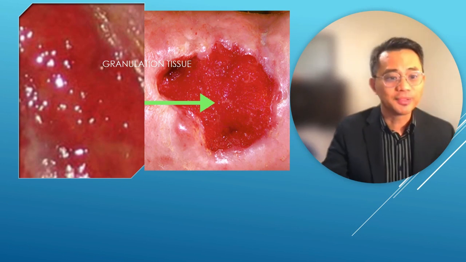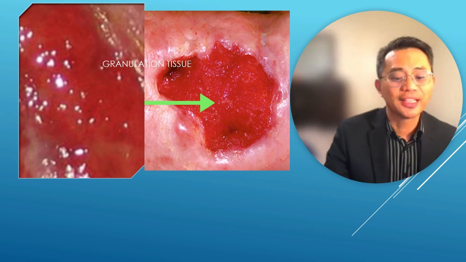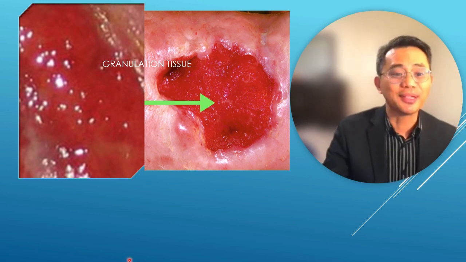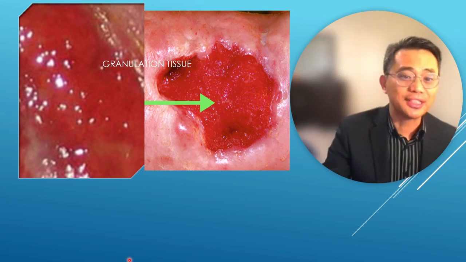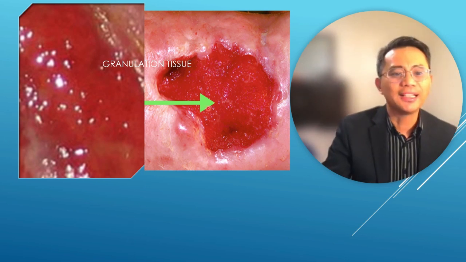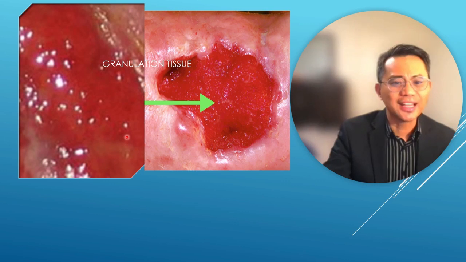So granulation tissue is a new connective tissue and microscopic new blood vessels. Remember that by definition, granulation tissue is a new connective tissue and microscopic new blood vessels. Their usual appearance, as seen in these pictures, is beefy, red, and bumpy, and they are granular, hence the name granulation tissue. So why are they red? Let's discuss this further.